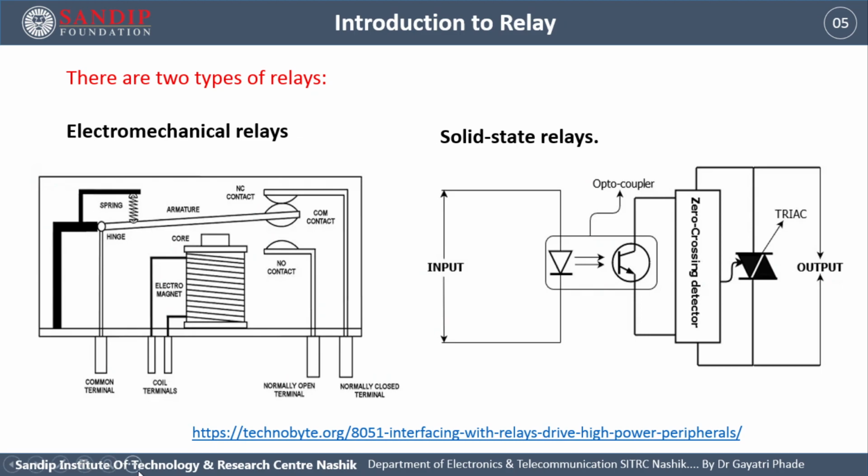There are two types of relays: electromechanical relays and solid state relays. Solid state relays are used for very high power devices or motors, three-phase motors like that. Today we are going to interface the electromechanical relays. They come in two types, normally open and normally closed. We will be using the normally open relays.